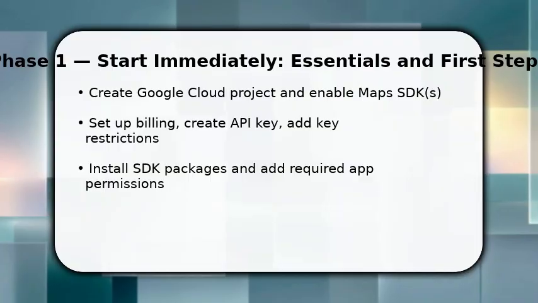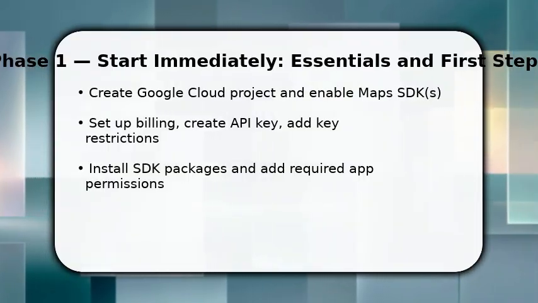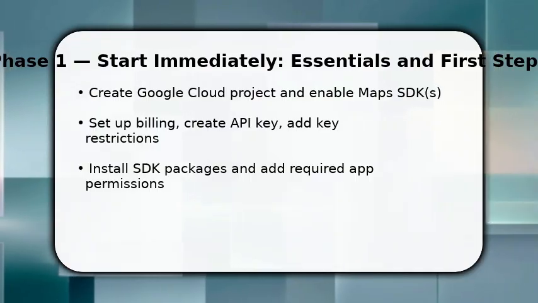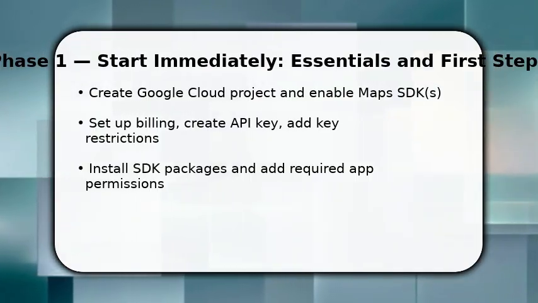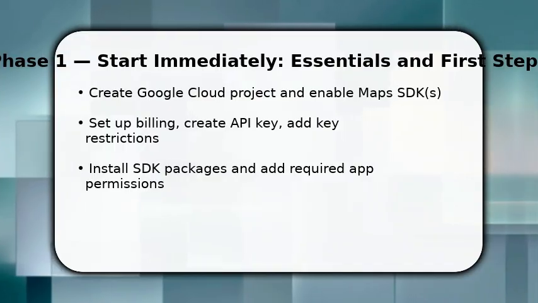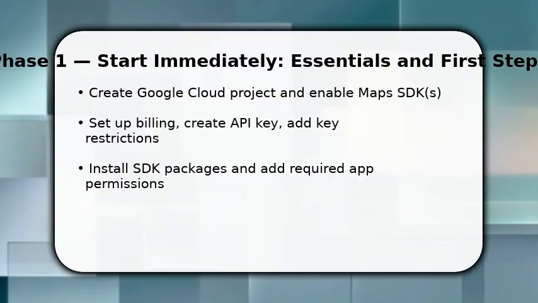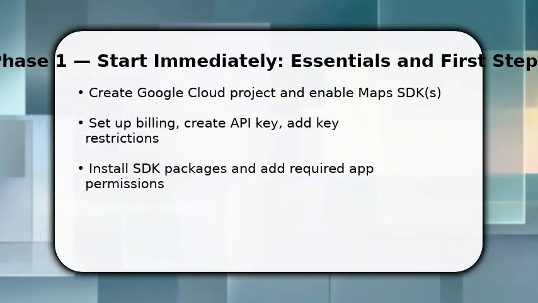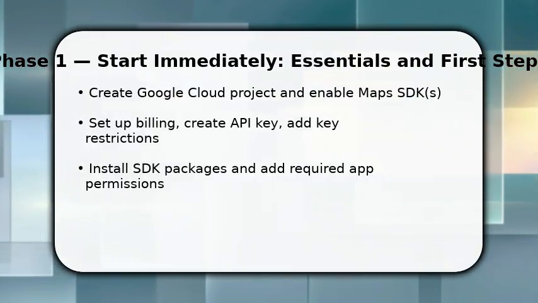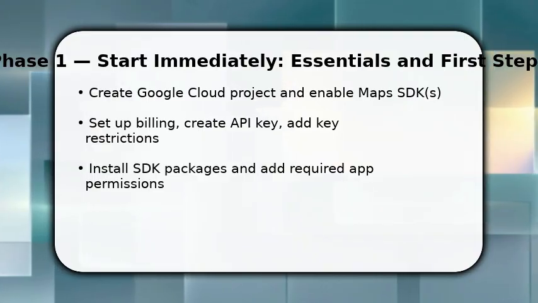Enjoy the video. You begin by creating a Google Cloud project and enabling the Maps SDKs you need. This is essential because calls fail without them. Once done, add billing so requests don't get blocked and create an API key. Make sure to restrict the key to your app package or HTTP referrers.